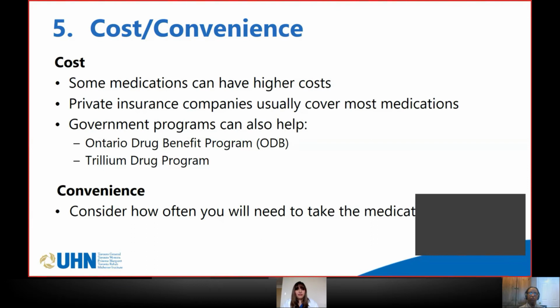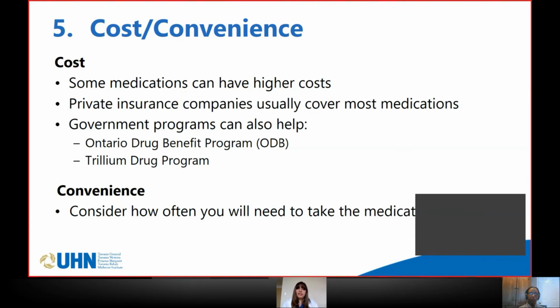And then the last factor that we'll talk about is cost and convenience. So certain medications may be more expensive. So we do try to check if the patient has private insurance or coverage through a government drug program to make sure that they can access the medication that we're prescribing for them.